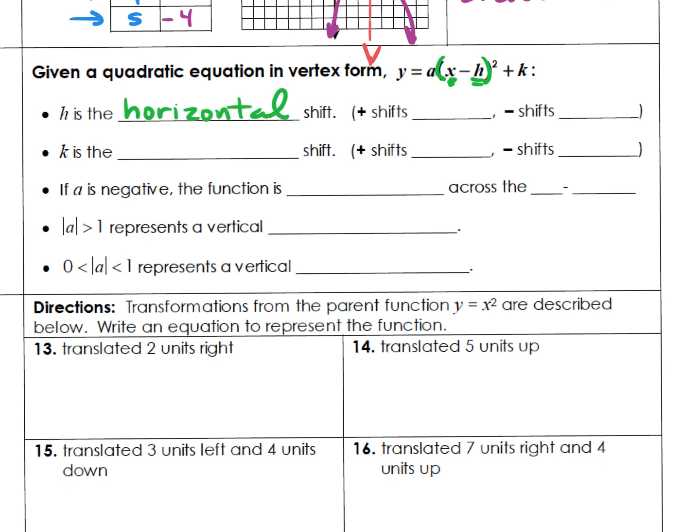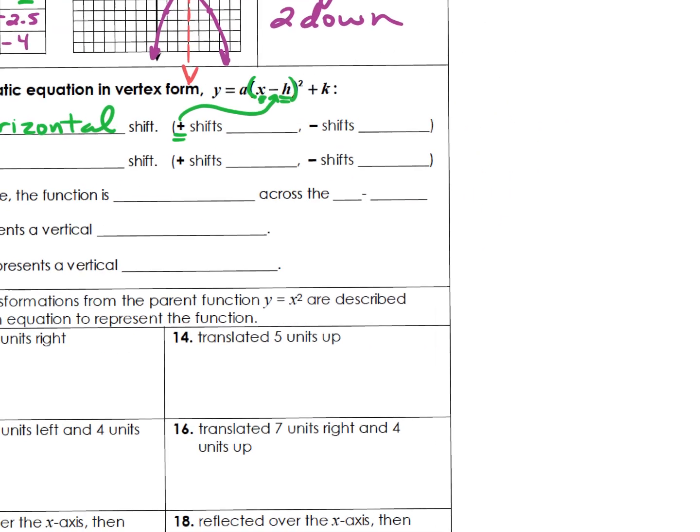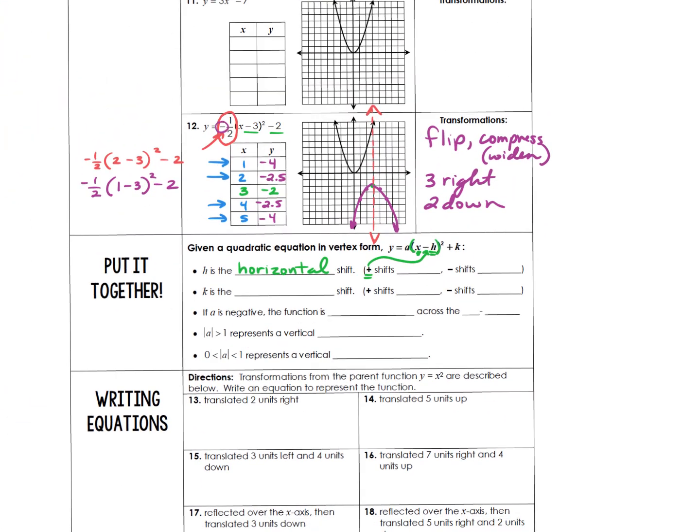Okay, here's where it gets tricky. If it's a plus right here, so x plus 7, what direction, left or right, does that shift when it's a plus? We would normally think... feels like a trick question.